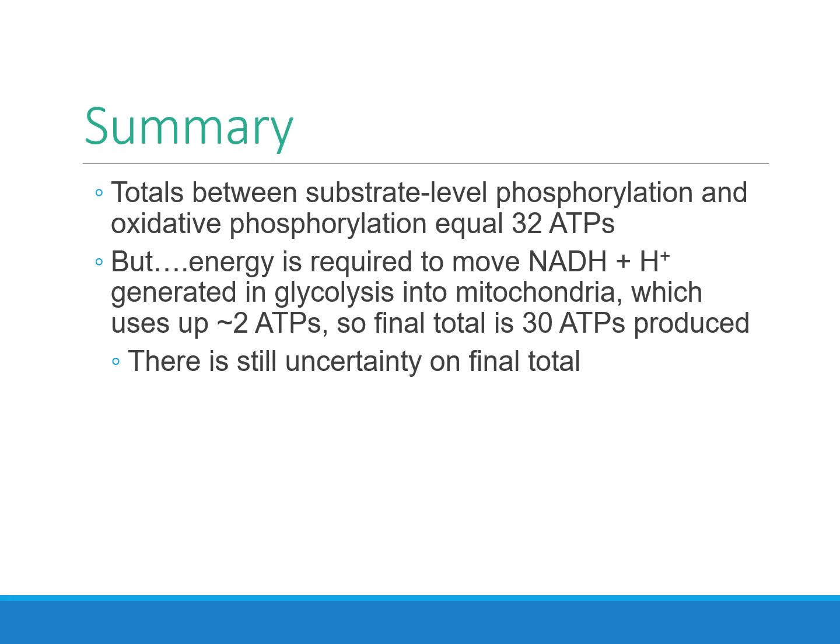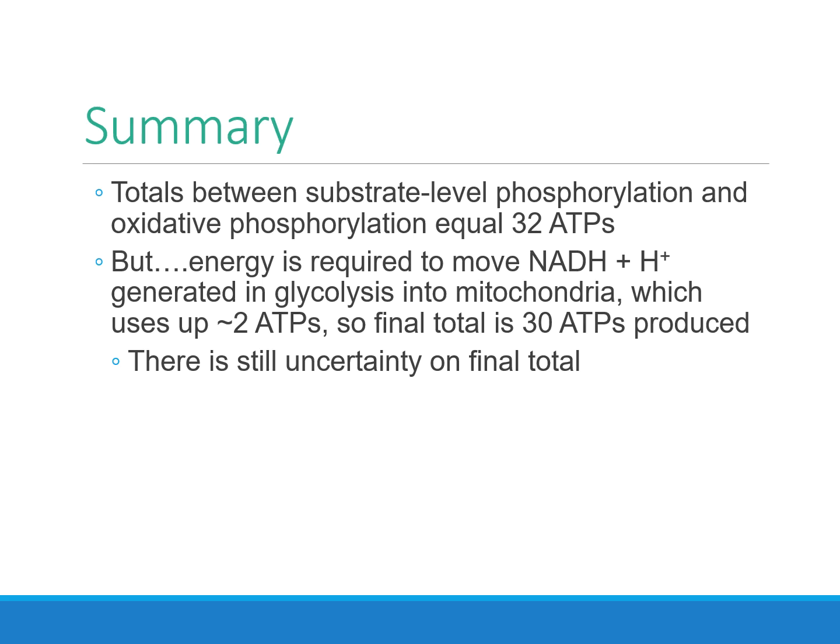So here's where they're talking about that. The total between the substrate level phosphorylation and oxidative phosphorylation equals roughly 32 ATP, but energy is required to move the NADH plus the hydrogen ion that's generated in glycolysis into the mitochondria, which uses up roughly 2 ATP. So a final total of 30 ATP is what your author is using, but there's uncertainty of that. My microbiology book that was just published is using 36. So again, don't get too hung up on what the total number is. It's somewhere in the 30s.